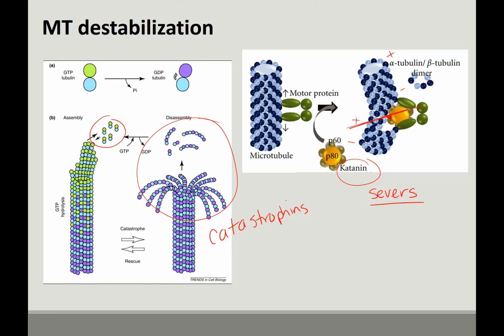Another protein in the cell called stathmin, op18. Stathmin op18 actually binds to these heterodimers. Okay, so it's going to prevent polymerization. It's going to prevent assembly because it's binding up those heterodimers so that they can't join and elongate a microtubule.